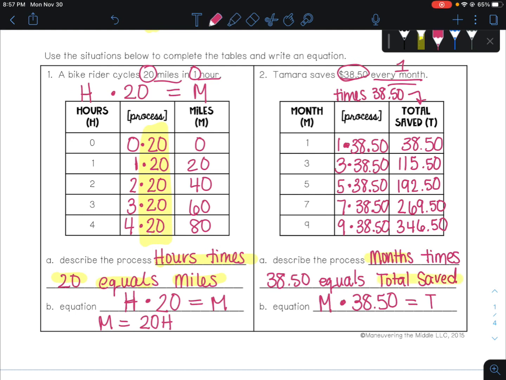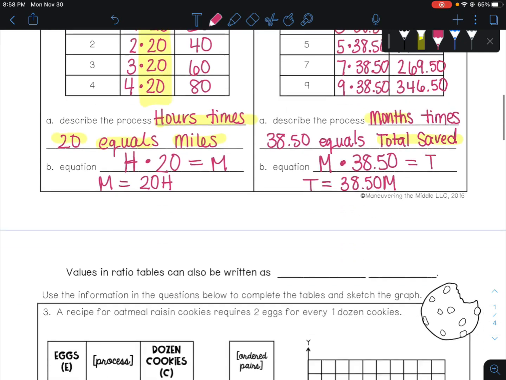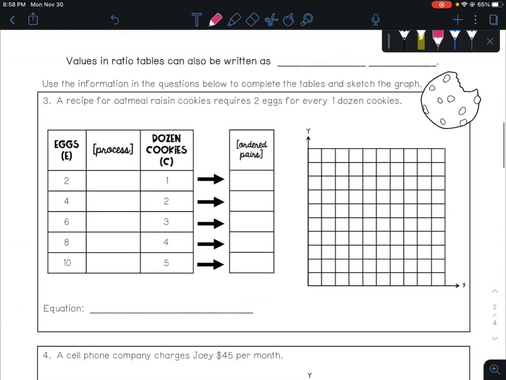Okay? If you want to write it the fancy way, flip it around. Put the T in the front. T equals, and then $38.50 M. So variable squished next to that number, that key number that's getting us across the table, the value of our ratio. Okay? So we can actually use this as ordered pairs as well. So I kind of mentioned that earlier. You can turn your ratio table just straight into an ordered pair.